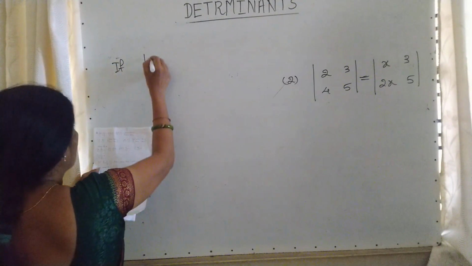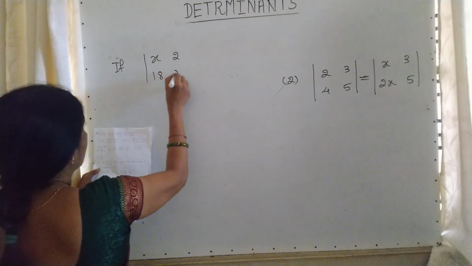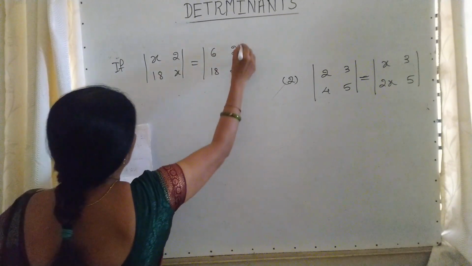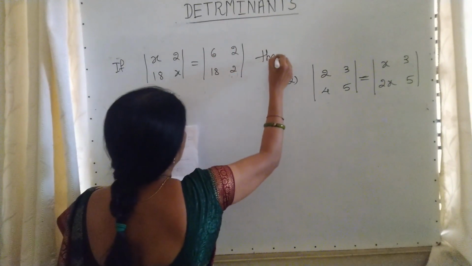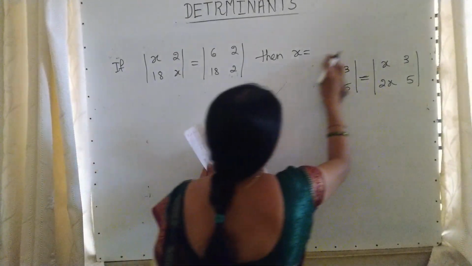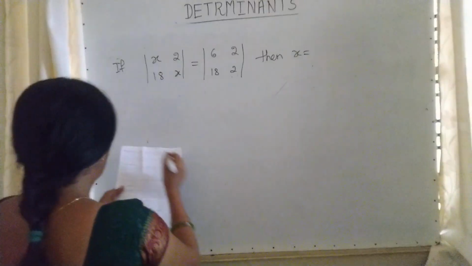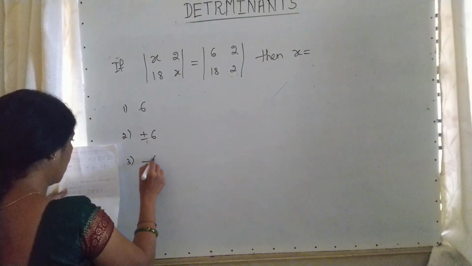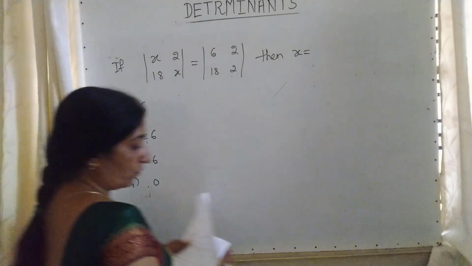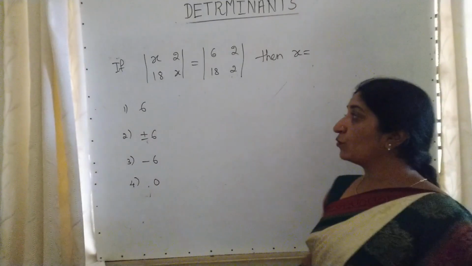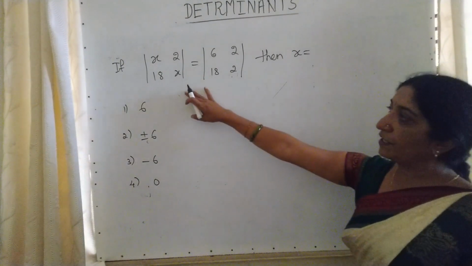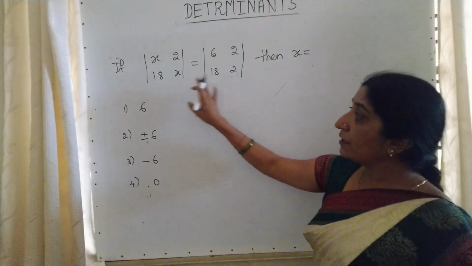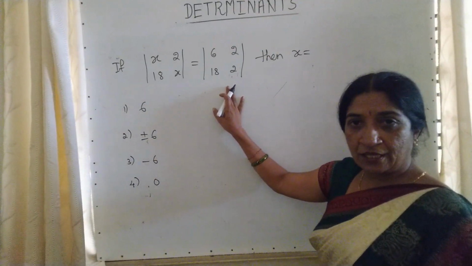If x to 18x is equal to 6 to 18 2, then x is equal to, first option 6, second one plus or minus 6, third minus 6, 4, 0. So here now I am giving you the multiple choice question. Two determinants are given for you and it is given that they are equal. So in the solution write down that LHS and RHS as it is and expand.